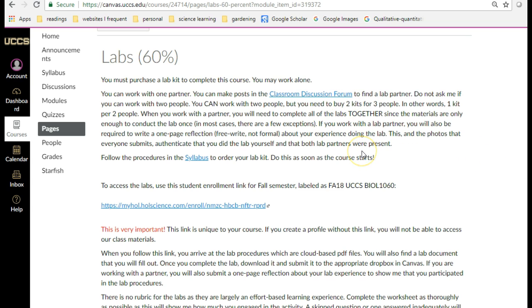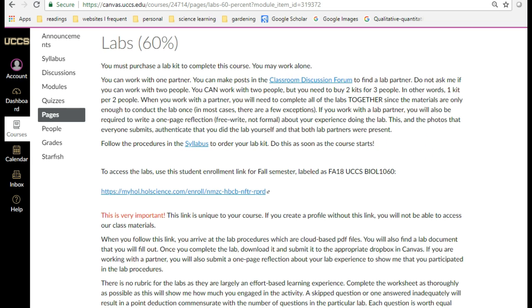If you have a partner, I want you to write a reflection essay in addition to submitting the worksheet, which you will have done together. And this, all students, whether you have a partner or not, you have to submit a photo with your lab. Every single lab, it's a selfie of you and your lab partner, if you have one, using the lab equipment, doing the lab.